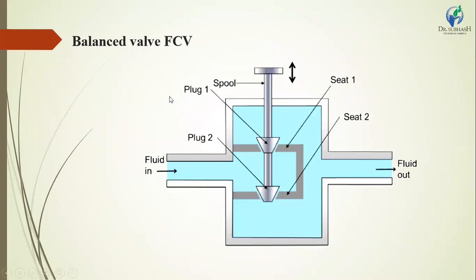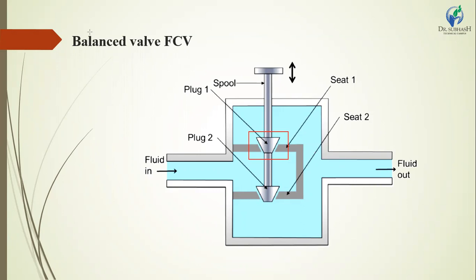Next is a balance FCV. The working components: this point is fluid in and this point is fluid out. These points are plug 1 and plug 2. This is the spool; with this adjusting spool we can manage the area of opening at the seat and plug. This point is the flow path through the seat and plug.